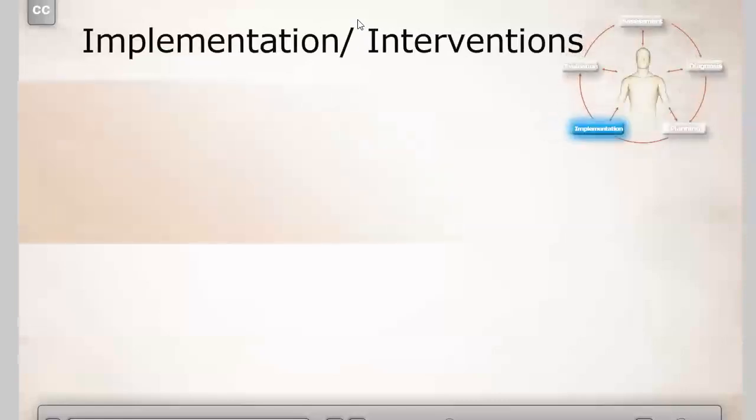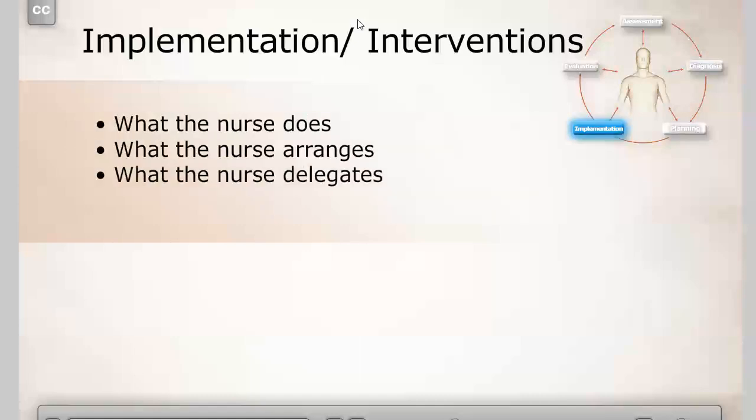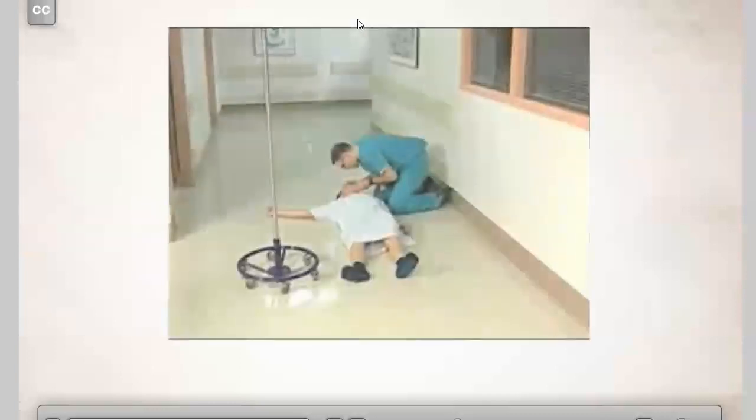The next step of the nursing process is implementation, also called nursing interventions or nursing actions. Interventions are all the things the nurse does, arranges for, and so on to reach the goal. Watch the video and list all of the interventions that healthcare team members do to help the patient reach this goal. The patient will have a strong pulse after emergency intervention. You may have to watch the video several times to identify all of them.